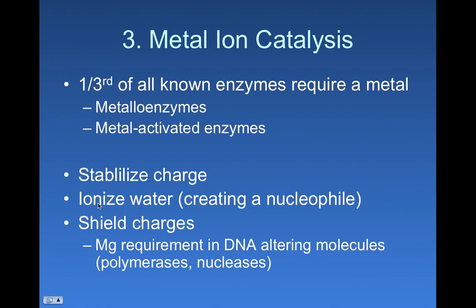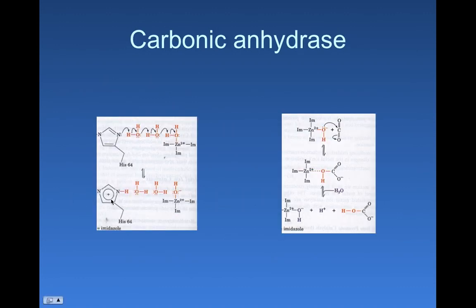Okay. Let's show an example of how metals can also be very reactive to ionize water, for example. Here's an enzyme called carbonic anhydrase. This is an enzyme that actually generates bicarbonate in the blood, and it does it from carbon dioxide. Now, how does this work? Well, it turns out in carbonic anhydrase, there's an important histidine, and this histidine works in conjunction with a zinc atom. And these two functionalities end up ionizing water, turning plain water into a hydroxide.